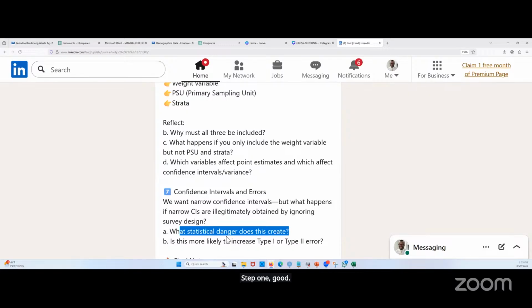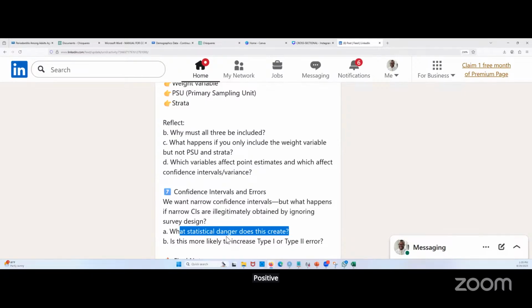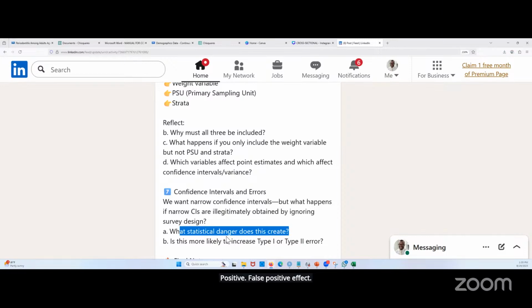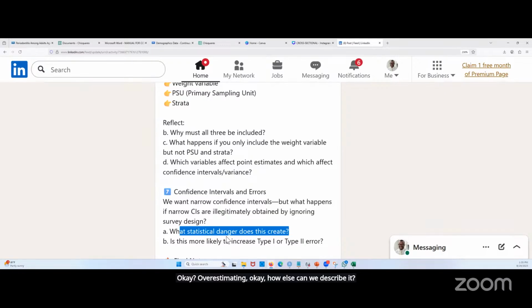And what's type 1 error? So that those at the back can hear very well. False positive. False positive effect. Very good, which means what? We are overestimating. Okay, overestimating. Well, how else can we describe it? Rejecting a true hypothesis. Okay, true null hypothesis.